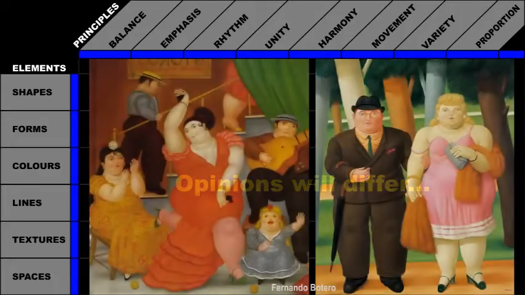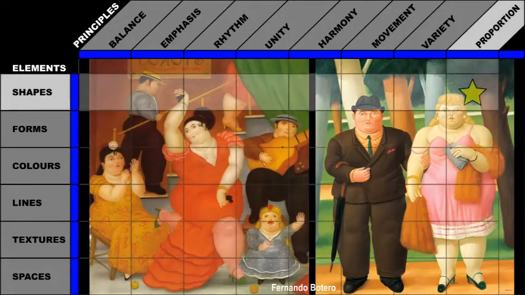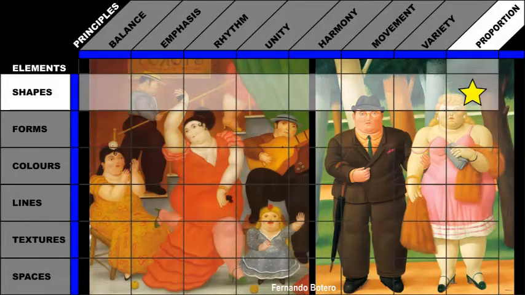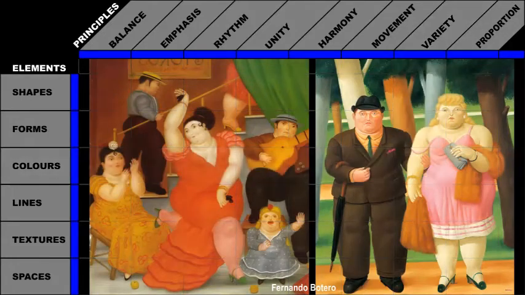Let's take a look at how Fernando Botero used elements and principles of design. His paintings are united by their proportionally exaggerated figures. He used a variety of saturated colors.